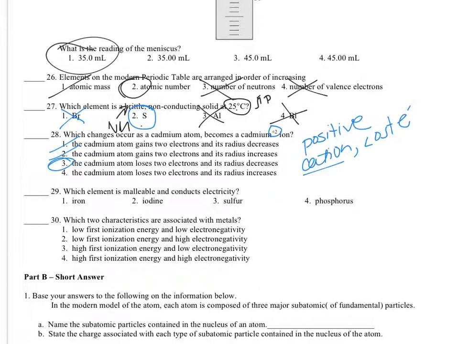All right, 29. Which element is malleable? Typically something that a metal is. And conducts electricity. Also something that a metal does. So now we are looking for the metal. Not a metal, not a metal, not a metal. Is a metal.